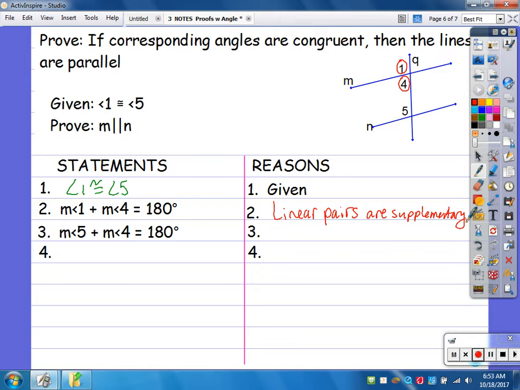Alright, now in my next statement, notice that the only thing that is different from statement 2 to statement 3 is that angle 5 has replaced angle 1. Well, in statement 1, I already said that 1 and 5 are congruent, and technically I guess we should add in a step here that says that the measure of angle 1 is equal to the measure of angle 5 by the definition of congruence. But again, we know if they're congruent, their measures are the same. So our reason for this statement is that we're just replacing this because we already said they're congruent. That is a substitution. All right, so our reason for that is substitution.